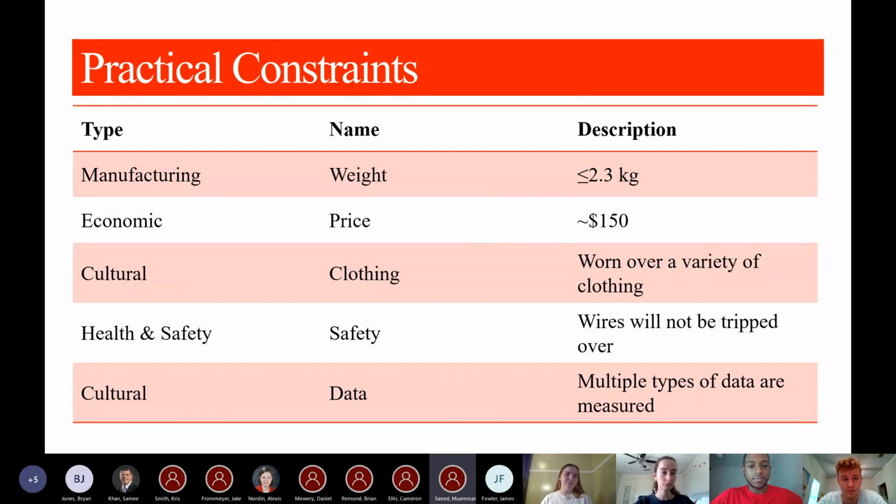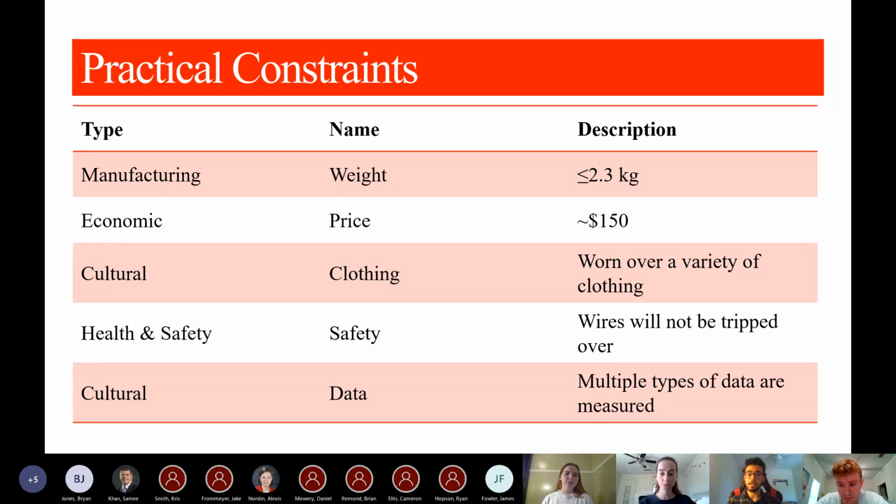There are practical constraints that must be met. First, GAS should be lightweight with less than 2.3 kilograms to make it easier for the users to work with. Should be inexpensive with around $150. Should be safe and secure to avoid any trip hazard that could cause injury and prevent wires that could be tripped over.